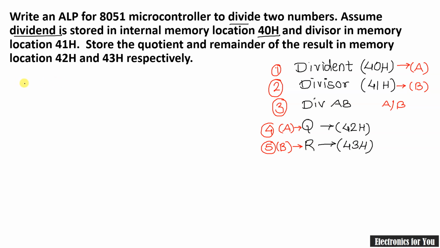Now let us write the program. Here first we have to copy the content of 40H into A. Therefore I will use the MOV instruction. Note that here we should write A, because A is our destination, and the content of 40H, a direct memory location, should be moved to the accumulator. It means that the 40H content will be copied into the accumulator and the content of 40H will remain as it is.